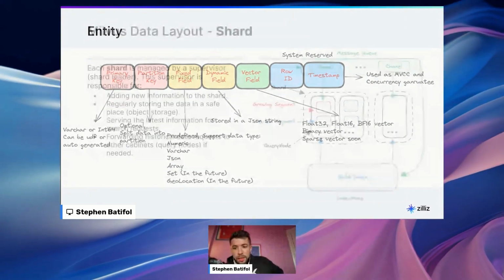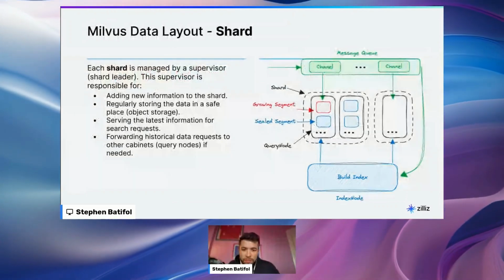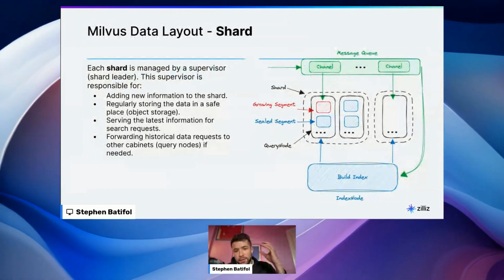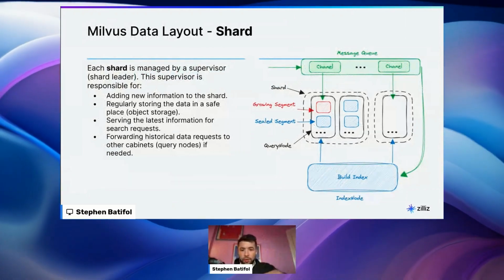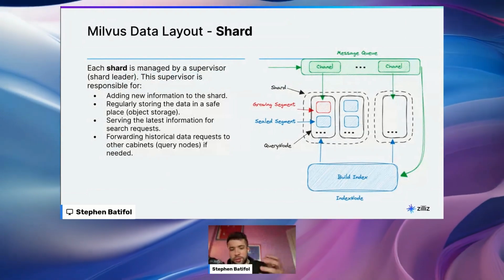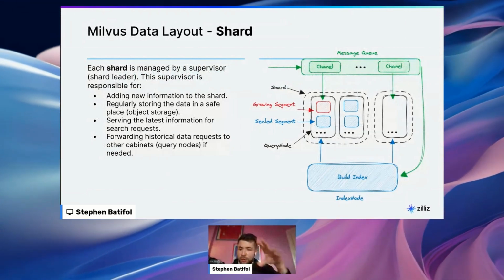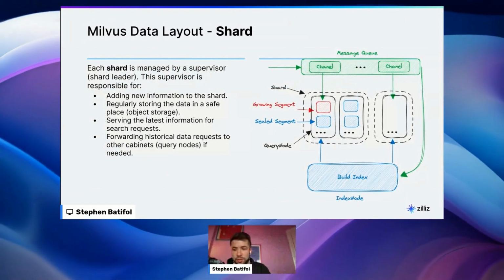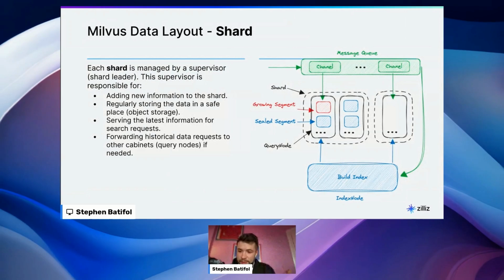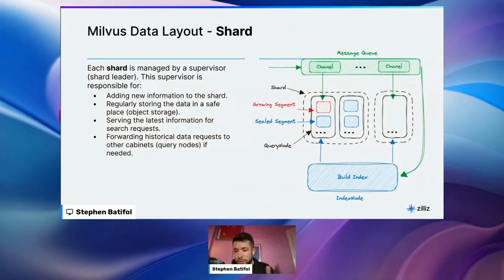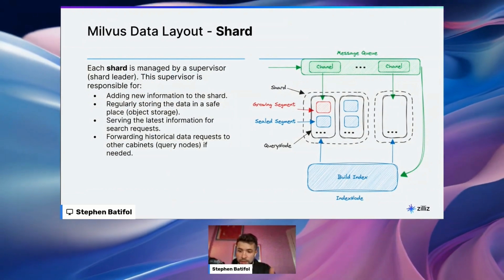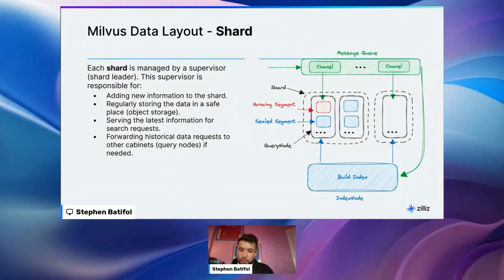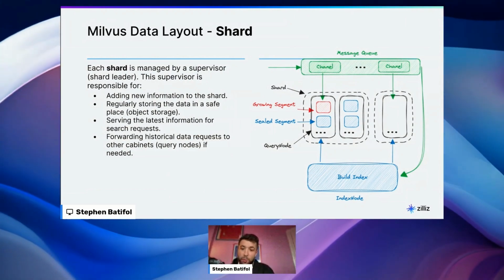I said we would go a bit into the details, so this is one part of the Milvus data layout. So you have shards, and you can think of those like filing cabinets for data. So basically you divide your data into sections, and those are called shards, and they act like filing cabinets, and they're always managed by a supervisor, so by a leader. And this supervisor is really responsible for adding new information to the shards, storing the data in a safe place. So I was mentioning S3 before, that's what is doing it. It is also the one that is serving the latest information for the search request. And then it's forwarding historical data requests as well to the other cabinets if needed, so the other query nodes.